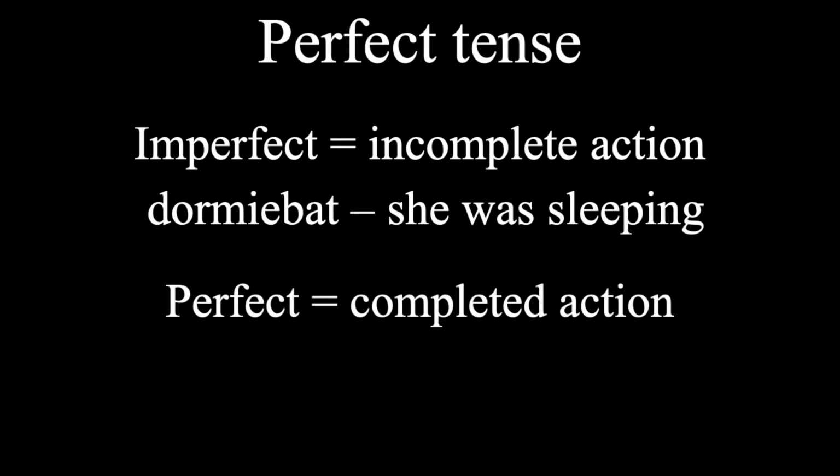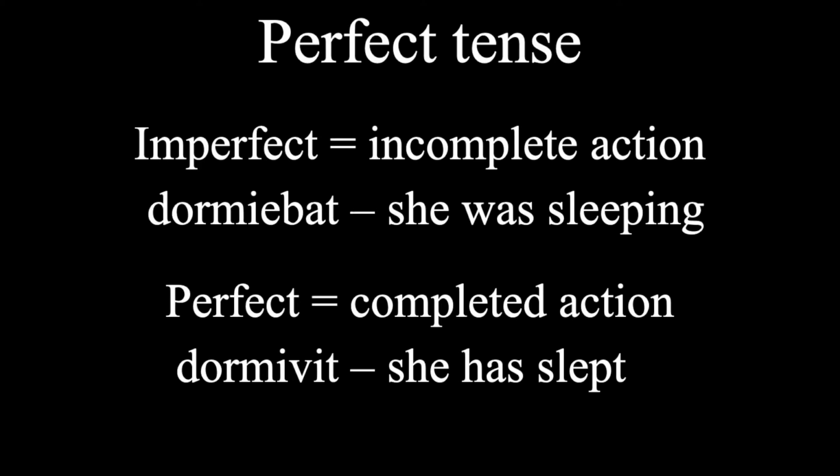Perfect tense, on the other hand, is used to show complete action, something that has happened, rather than something that was happening. So if you had the perfect tense form dormivit, and we'll talk about how to form that later, it would mean she has slept.